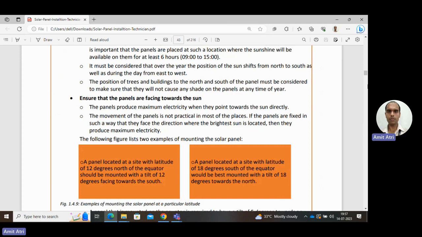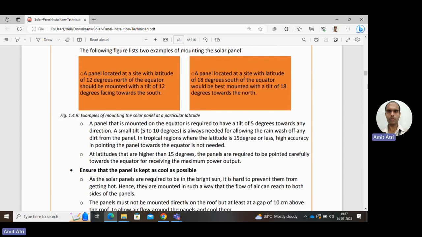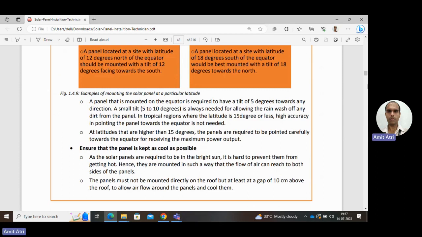Some examples are given here in the highlighted areas. A panel located at a site with a latitude of 12 degrees north of the equator should be mounted with a tilt of 12 degrees facing the south. Similarly, a panel located at a site with a latitude of 18 degrees south of the equator would be best mounted with a tilt of 18 degrees towards the north. So as per the geographical location, we have to give the tilt of our solar panel.